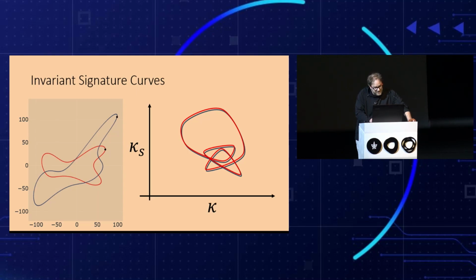So what can we do with those differential invariants? If we plot kappa S as a function of kappa at each point along two equivalent curves, we should get exactly the same plot. This plot is known as the signature curve of a curve, and if two curves are equivalent with respect to some transformation group, their signature curves should theoretically be identical, so for example, the Hausdorff distance will be 0. So using those signature curves, we can evaluate whether two curves are equivalent with respect to some transformation group.